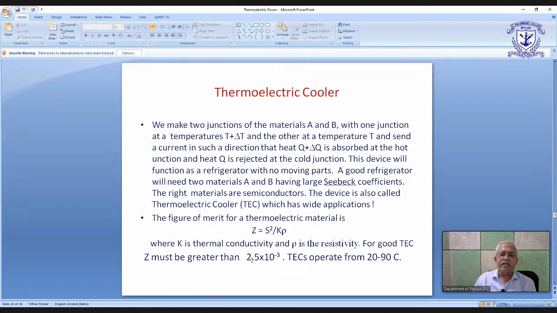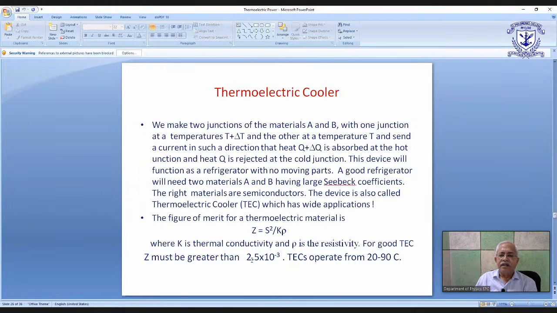Here is another very interesting formula. K is the thermal conductivity and rho is the resistivity of the material, electrical resistivity. So the figure of merit depends on the square of the Seebeck coefficient, upon the product of the thermal conductivity and inverse of electrical conductivity.